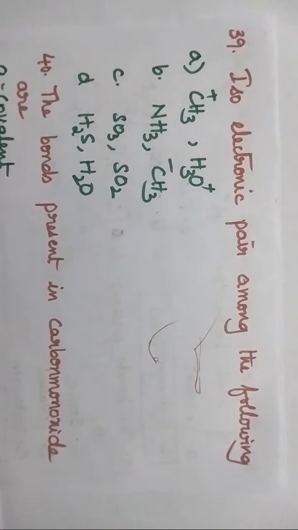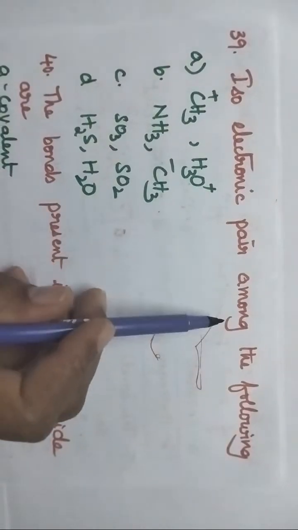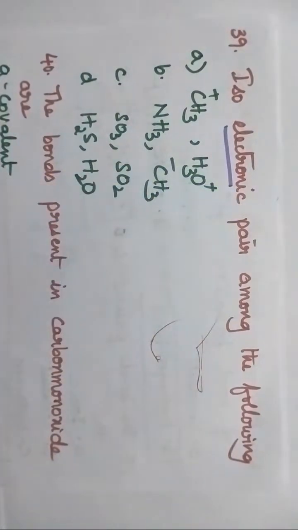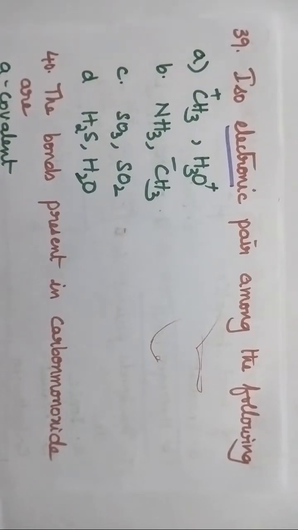Moving to the next question. Isoelectronic pair among the following. Isoelectronic means containing same number of electrons. You have to identify which of the following pairs contain same number of electrons.